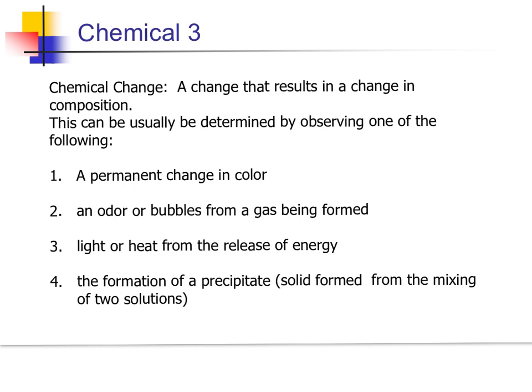Now, chemical changes have to happen. These are the 4 ways to identify whether or not a chemical change has occurred. If one of these happens, chances are a chemical reaction happened, and so you have to be able to identify what was actually taking place.